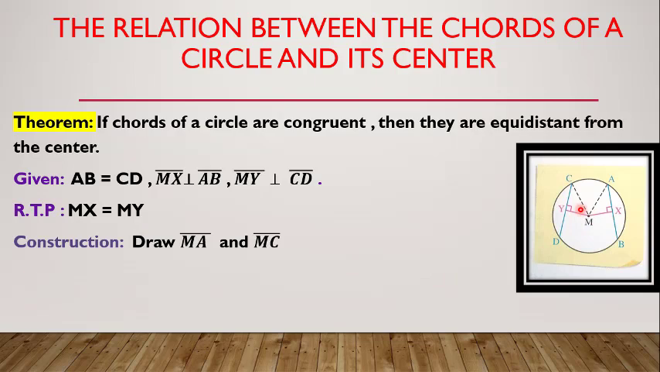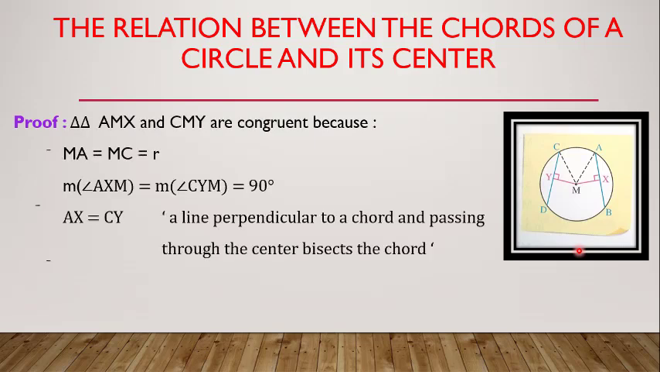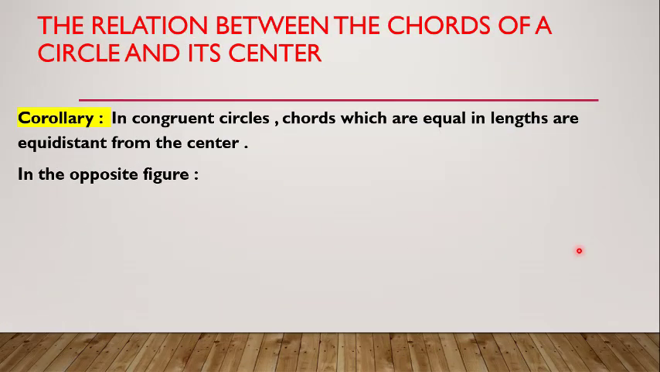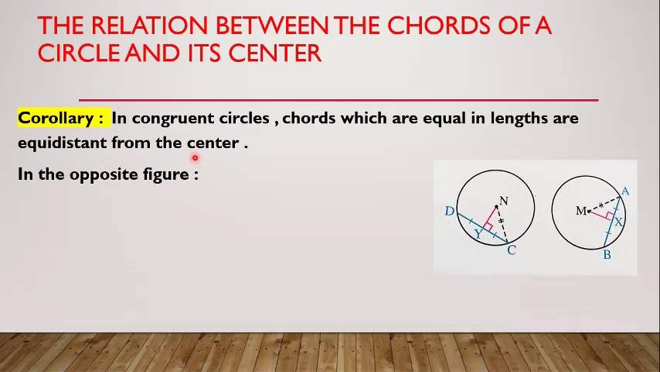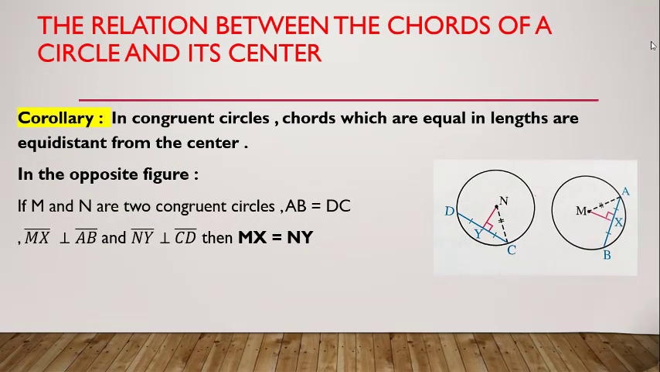From congruency, we will see that MX equals MY. So if you have two chords which are equal in length, then they are equidistant from the center. In congruent circles, chords which are equal in length are equidistant from the center. By the same way, in this case we have congruent circles like here. M and N are two congruent circles. If AB equals DC, then NY equals MX.